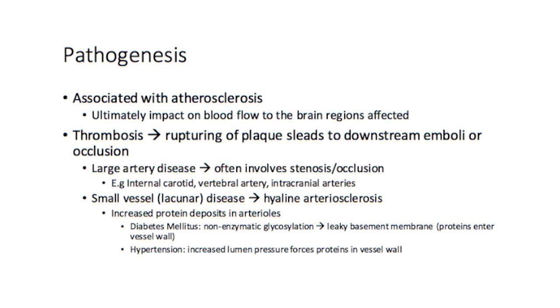Now, moving on to the pathogenesis, as I've already mentioned, ischemic stroke is predominantly due to atherosclerosis, which ultimately impacts the blood flow to the brain and the regions supplied by the arteries affected.